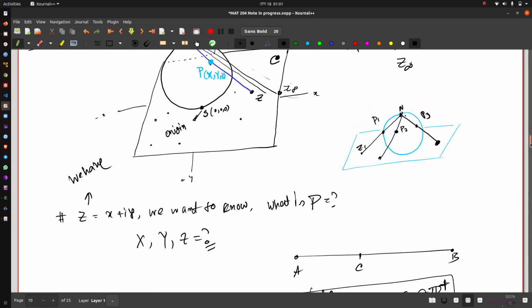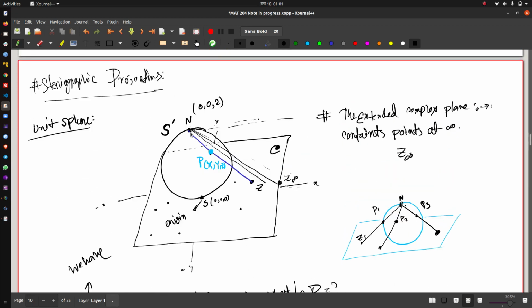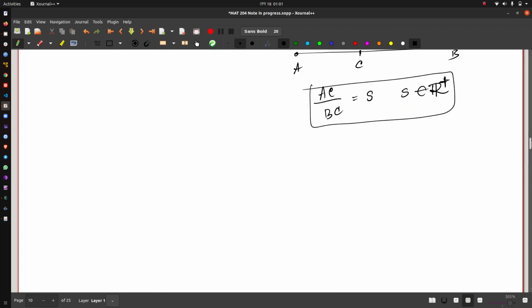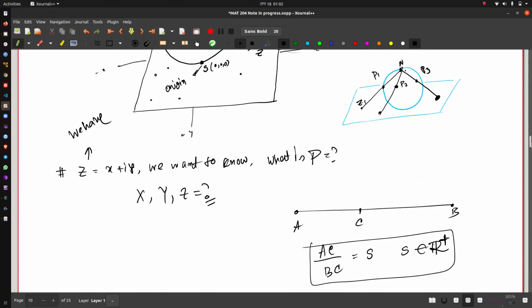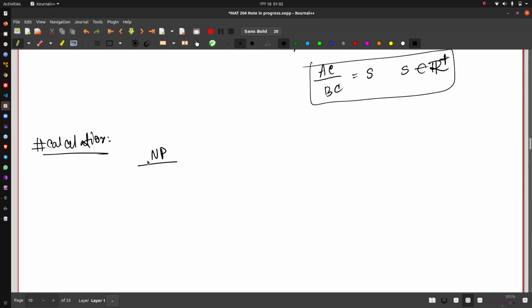How are we going to do this? Again, using NP, this segment over here and this segment over here, we want to calculate the ratios and see how this whole thing works out. So this is a calculation. This NP by what? PZ. Sorry, I think I was saying PN. Perhaps the cold issue. Okay, so PZ, and we are calling this ratio as small s.